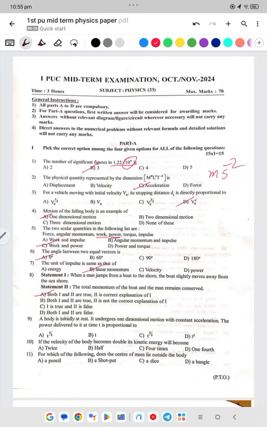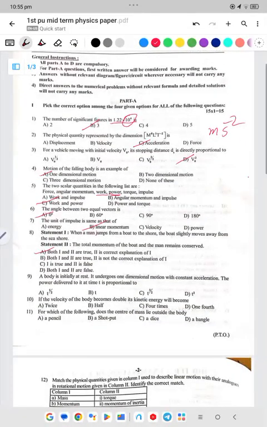A body initially at rest undergoes one-dimensional motion with constant acceleration. The power delivered to it at time t is proportional to. Let us consider v. v is equal to u plus at. Here, the body is initially at rest, so u becomes 0. So v is equal to at.